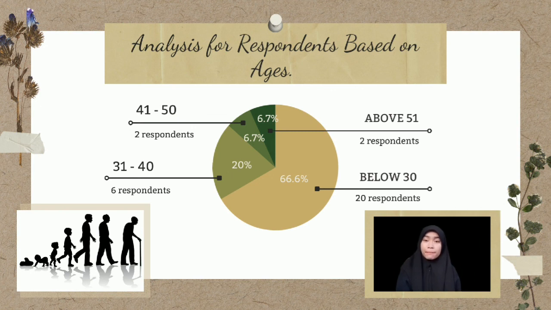The pie chart shows the age of respondents. The majority of the sample are respondents aged below 30, consisting of 20 out of 30 respondents, representing 66.7%. The second highest age percentage of respondents is the age between 31 to 40, which is 6 out of 30 respondents that represent 20%. Then, the age ranges between 41 to 50 and above 51 consist of the same number of respondents, which is 2 out of 30 respondents or 6.7%.